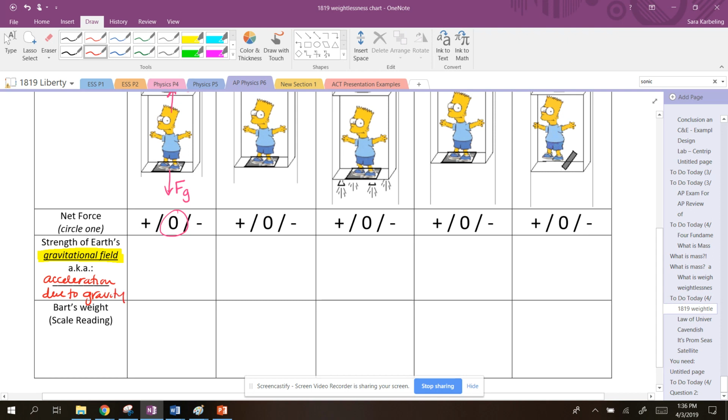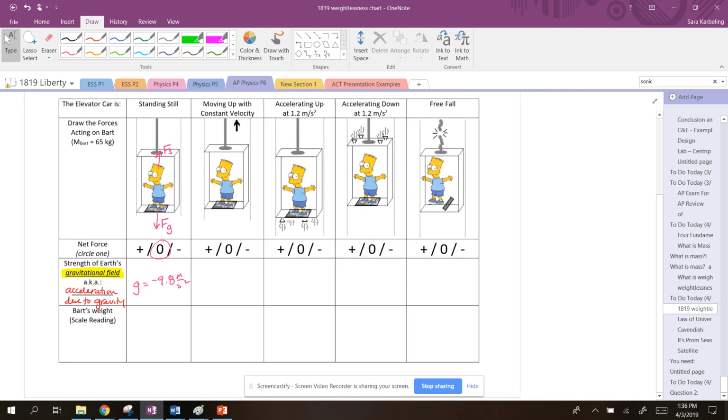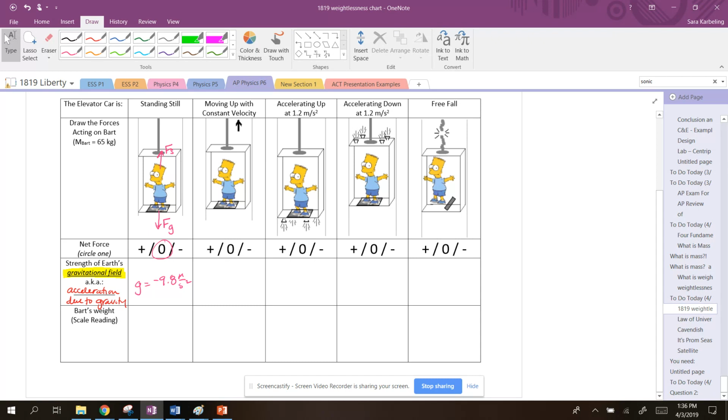And what acceleration due to gravity is Bart experiencing here, friends? Negative 9.8, right? Oops, I was going to write this in pink to stay consistent in my colors. All right. And then my last question for you is, for this standing still one, what is Bart's weight? What is the force due to gravity acting on Bart, or what is the scale reading? Can you figure that out?